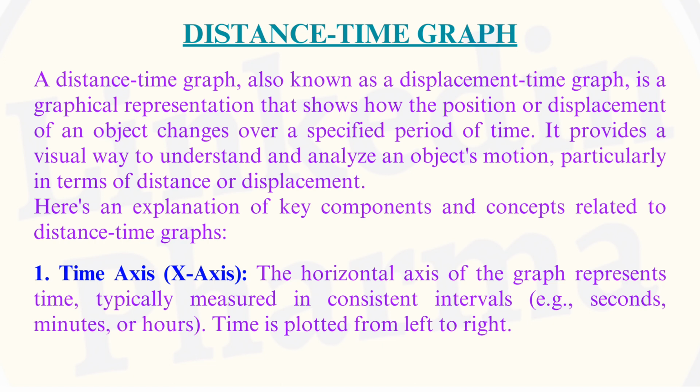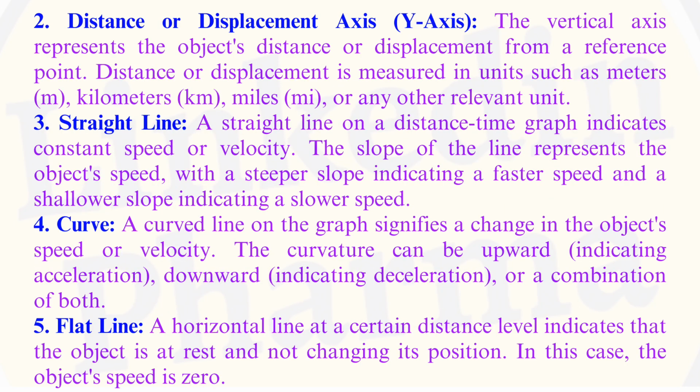1. Time axis, x-axis. The horizontal axis of the graph represents time, typically measured in consistent intervals, examples, seconds, minutes, or hours. Time is plotted from left to right. 2. Distance or displacement axis, y-axis. The vertical axis represents the object's distance or displacement from a reference point. Distance or displacement is measured in units such as meters, kilometers, miles, or any other relevant unit.